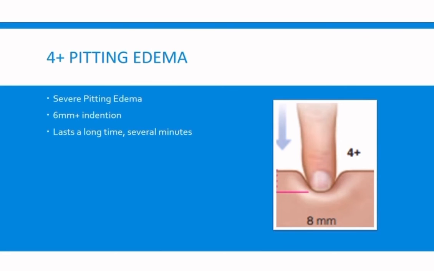The last one is 4 plus pitting edema. It's called severe pitting edema. It has more than 6 mm indentation and it lasts for a longer time. It can even take several minutes to return to normal after your finger is removed.